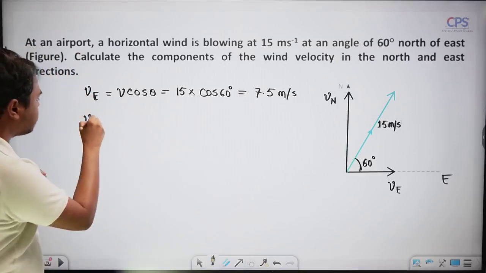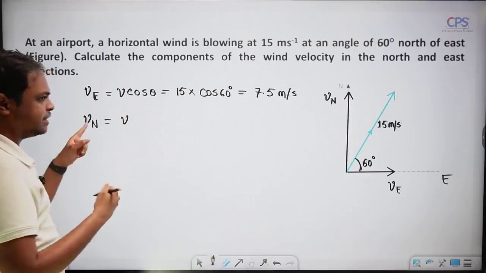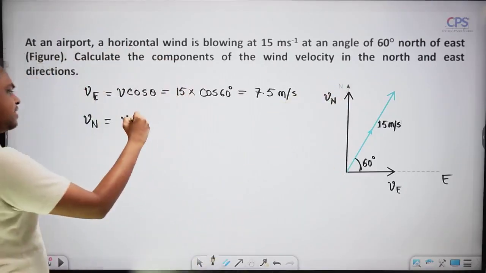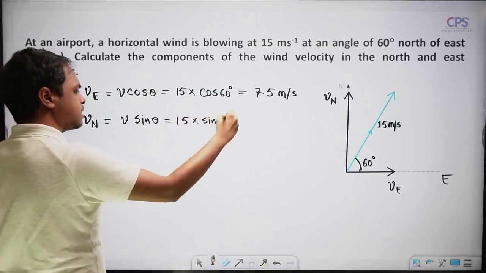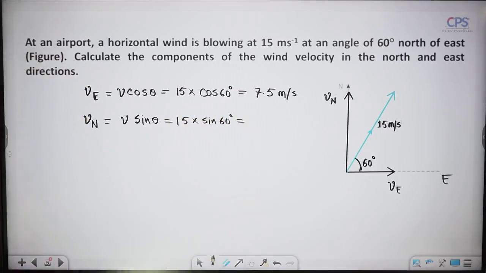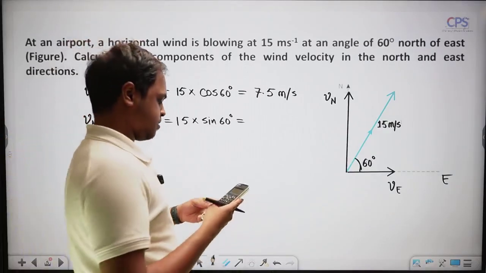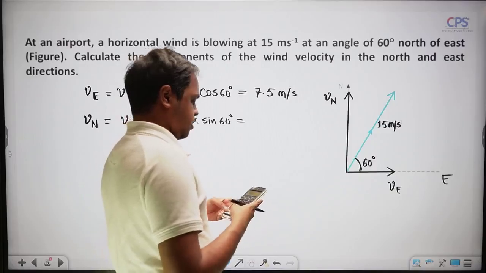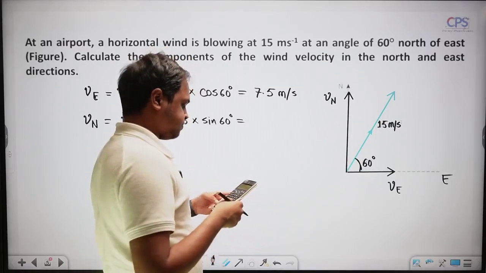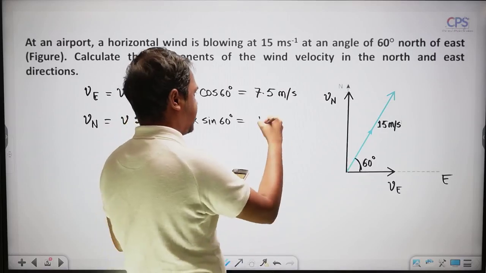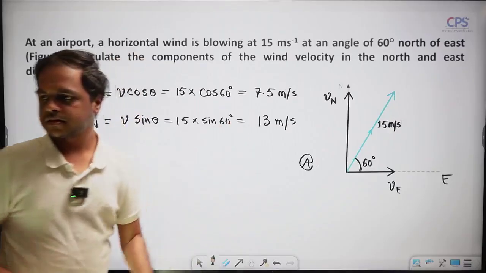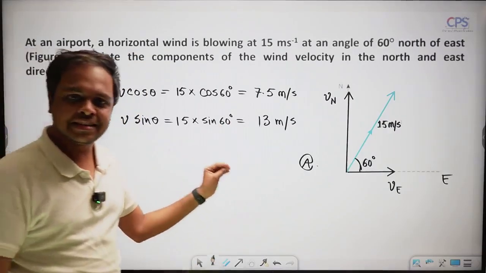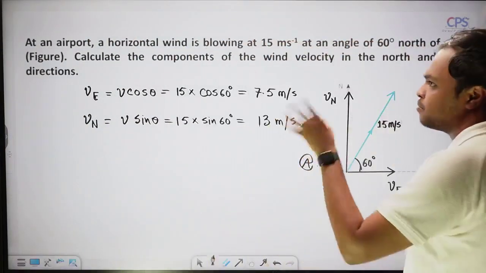And what is the northern component? V. See, this one is the opposite. So this is sine theta. 15 sine 60. Let's check it by calculator. How much is this? 15 sine 60. Your calculator needs to be in degree, of course. This is 12.99 or 13 meter per second. Okay, done. These two are our answers. So these are very, very easy examples and easy questions that come for this topic.